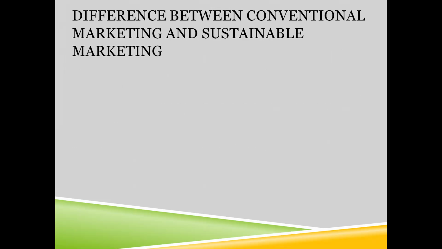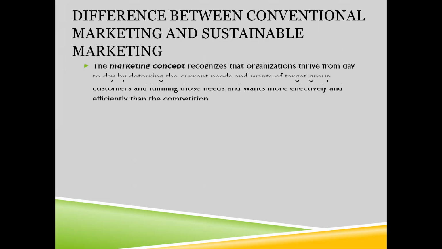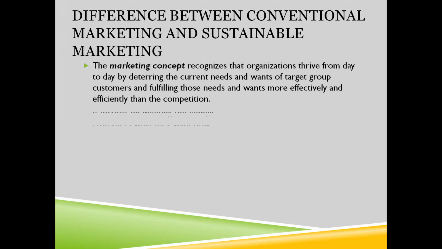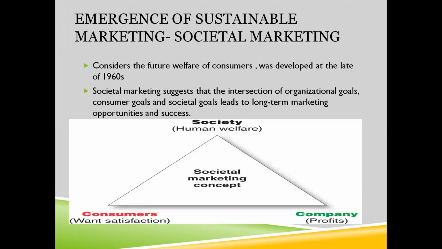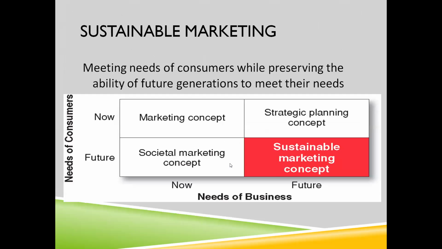Right? A difference between conventional marketing and sustainable marketing. Now, conventional marketing, company short-term goals by giving customers what they want now. So consumers want satisfaction, company profits, societal marketing, and society. These need to be relooked at.